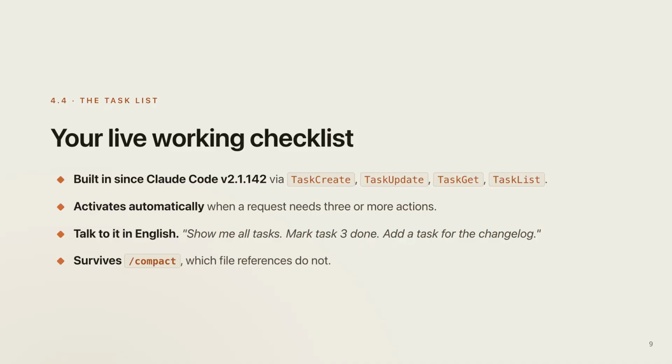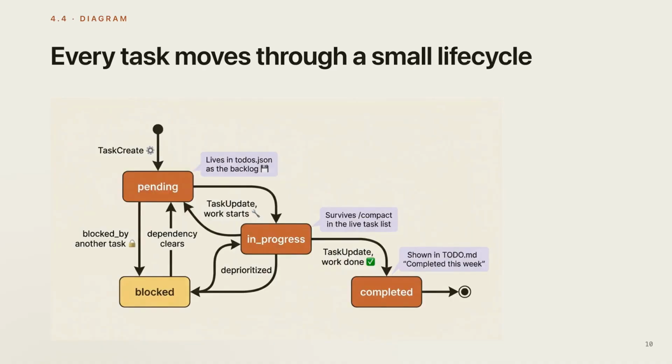Say, "Show me all tasks." "Mark task 3 done." "Add a task for the changelog." Claude reads with task list and updates with task update. You never need to learn the tool names. Let's look at the task lifecycle as a state diagram. Pending, blocked, in progress, and completed. Note, each task moves through these states whether it lives in the session, in the JSON mirror, or in your tracker. Why does the live task list beat a TODO.md file for in-session work?